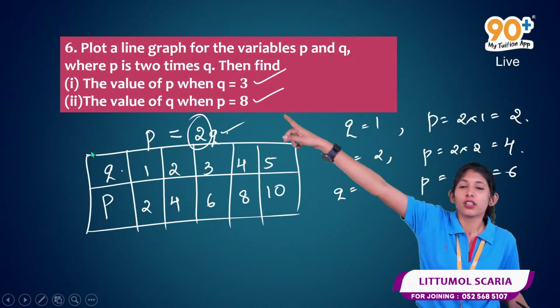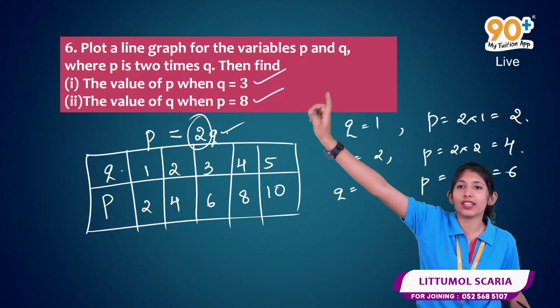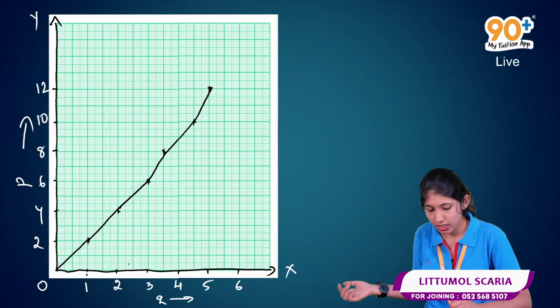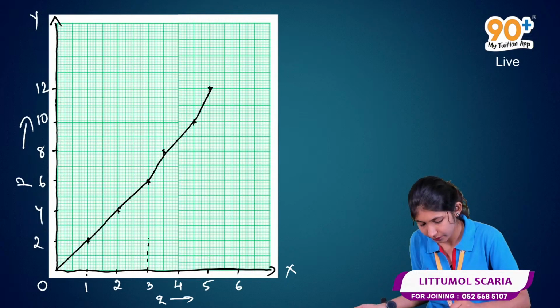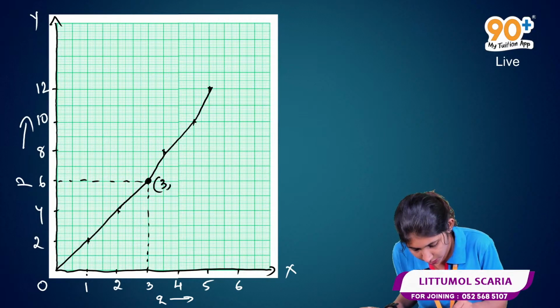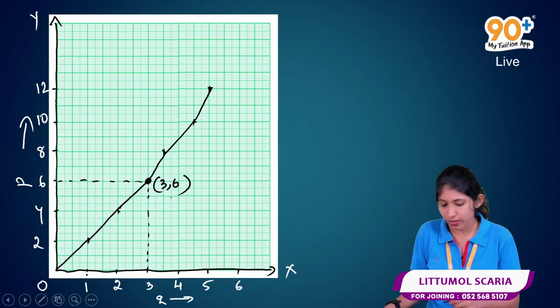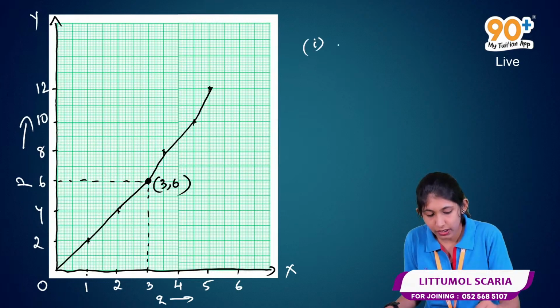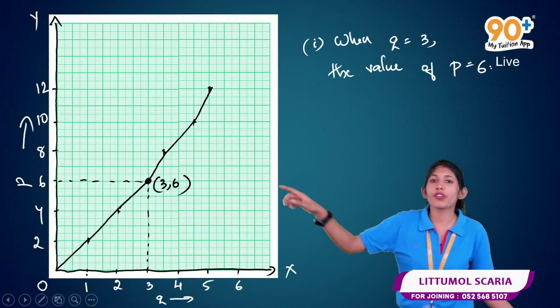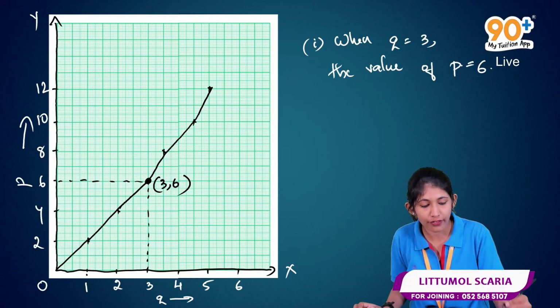Now, the value of p when q is equal to 3. Find the value of p when q is equal to 3. When q is equal to 3, what happens? What will be the value of p? Circle it. 3, 6. When q is equal to 3, the value of p is equal to 6. From your graph, don't do any calculation. From your graph, you should obtain this.